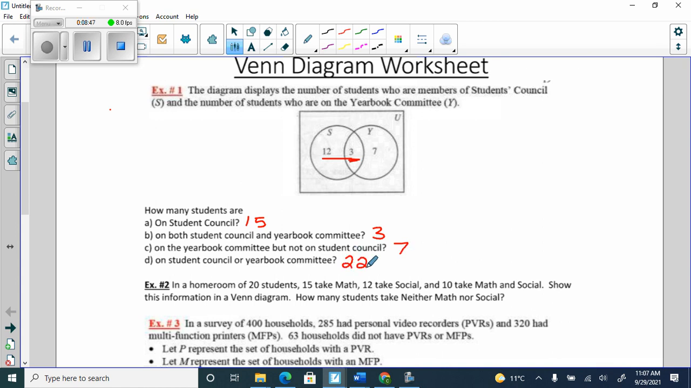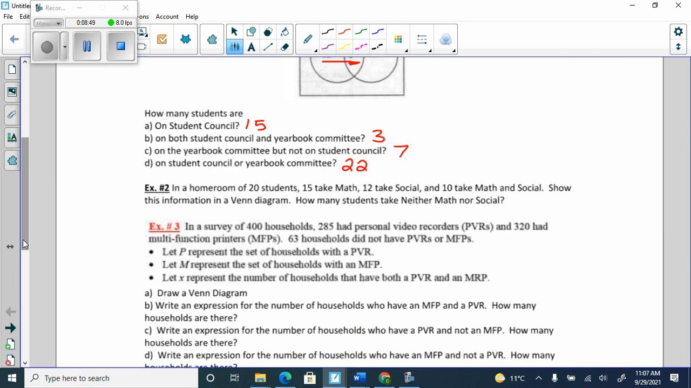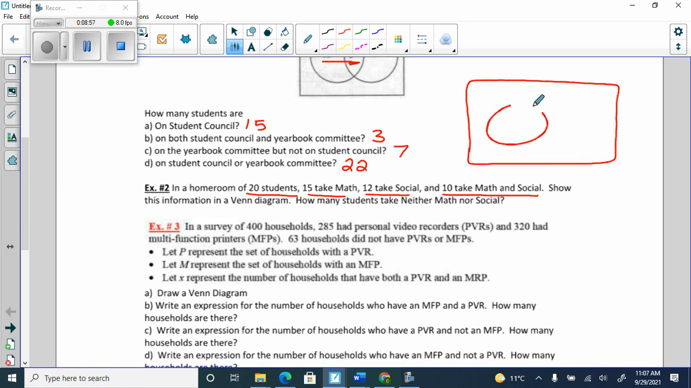Number 2, it says in homeroom of 20 students, so that's the total. 15 take math, 12 take social, 10 take math and social. Do any of these say math or social only? No, so we're going to have to subtract. When it's math and social only or math but not social, stuff like that, that means you don't have to subtract, right? But this one doesn't say that. So I have to start off in the middle.